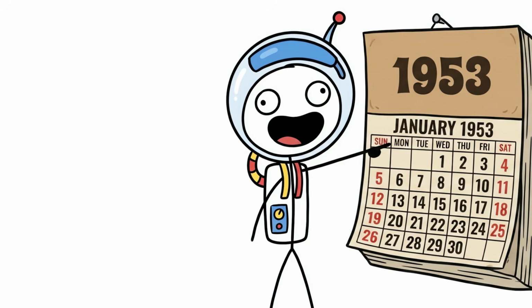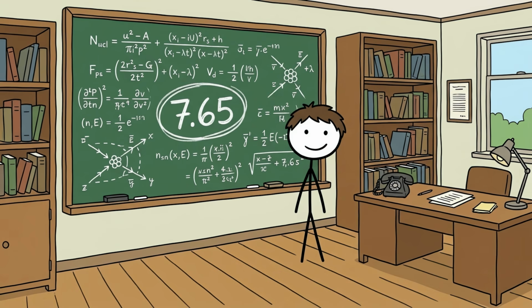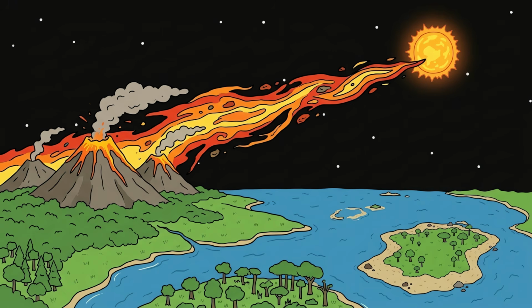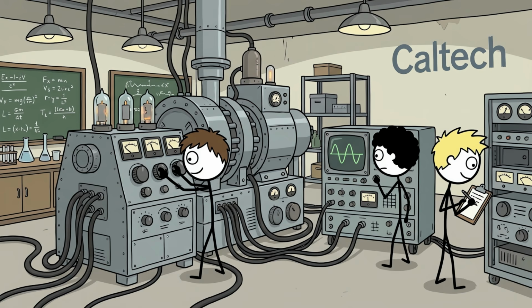In 1953, Hoyle predicted that carbon-12 must possess a specific nuclear resonance level at approximately 7.65 million electron volts. Not because theory demanded it, but because carbon-based life exists, and without that resonance, stars could not produce carbon. The resonance was found exactly where he predicted, confirmed by William Fowler's team at Caltech.